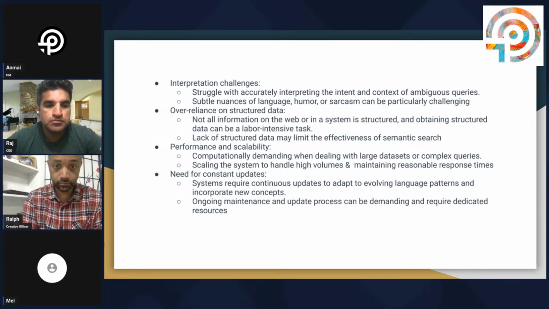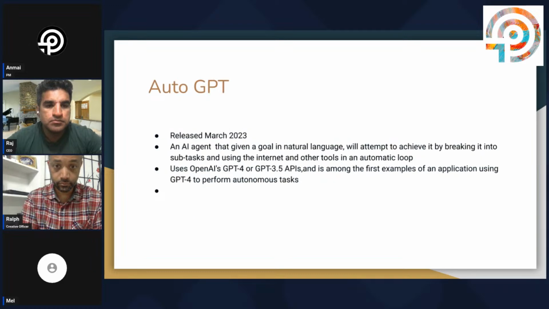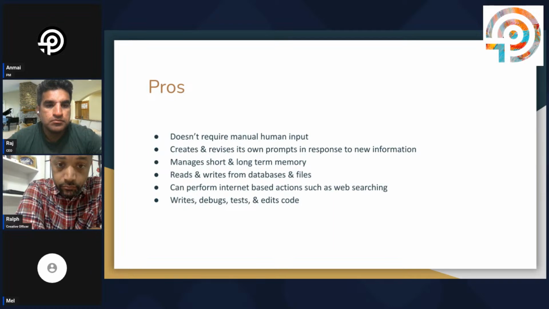And onto Auto-GPT, because this is even newer. It was just released this last March. There isn't a whole bunch of information I could find on it, but this is a basis of what it is and how it's used. And then I have some pros for this. These aren't as detailed as the semantic search, but these are some overall pros of why Auto-GPT might be useful to incorporate into our app.